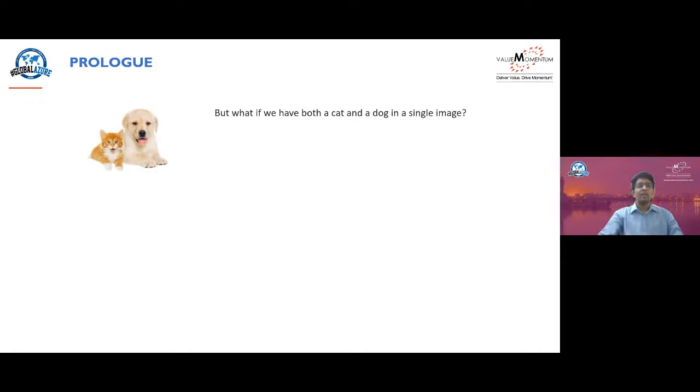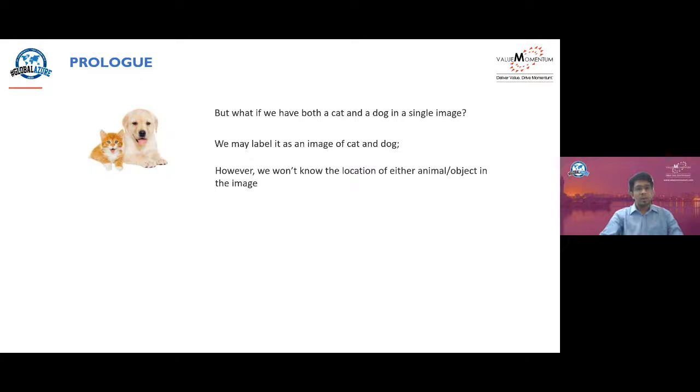And moving on, let's assume you have an image of a dog and a cat in a single image. Previously we were able to give a label like, oh, this is a dog and this is a cat, but here both the animals are in the same image. So we can give a label like, okay, this is an image of a cat and a dog. So we have created a new label called cat and dog, but the catch is that if you're just giving a label that it's a cat and dog, we will not be able to tell where the cat is and where the dog is in the image. You will not be able to pinpoint the location where the objects you're looking for are in the image.